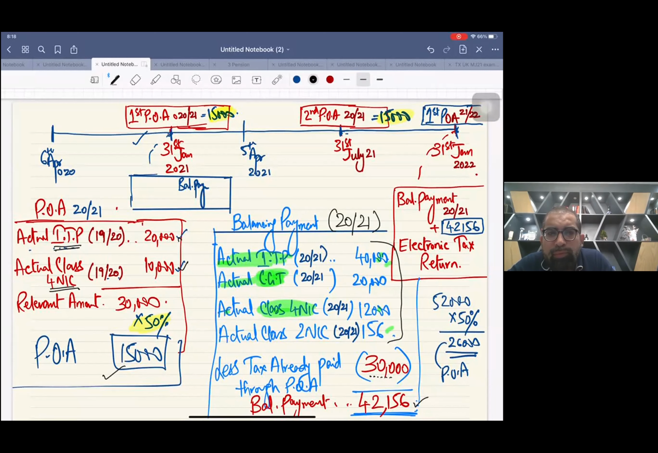Balancing payment of 2021 will be done on 31st January 2022. Please look at it very carefully.